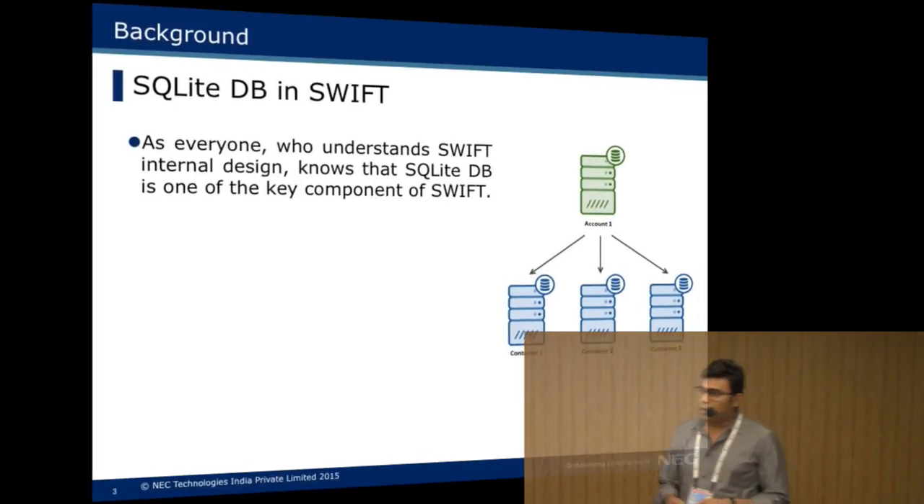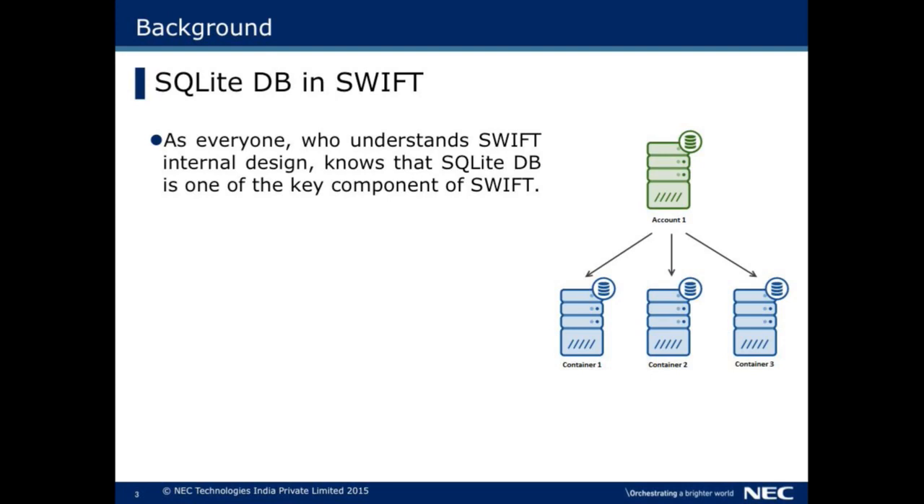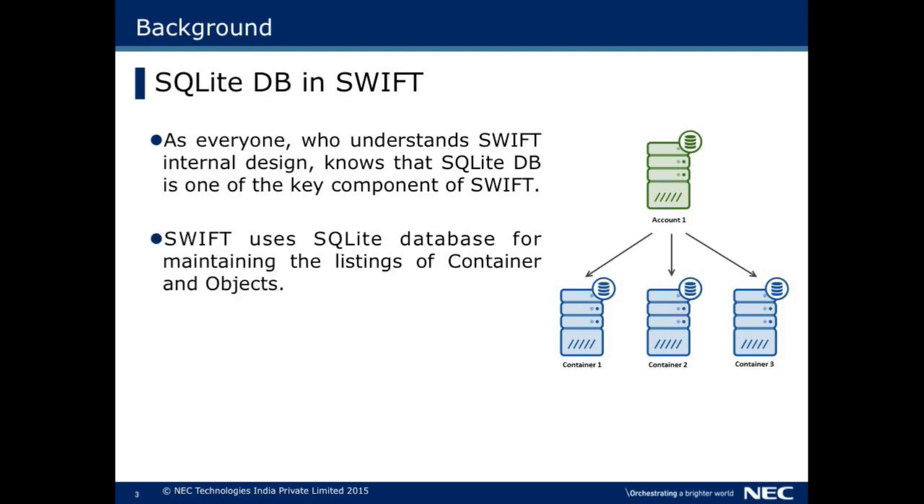Everyone who is aware of a bit of the internals of Swift knows that Swift uses SQLite DB as a key component. Why does it use it? In Swift there are two things. First, you want to save the objects, and second, at the time of retrieval, you want to see which objects lie under which container, and which containers lie under which account. For that listing purpose, all the information is maintained in the database, and the database Swift uses is SQLite.